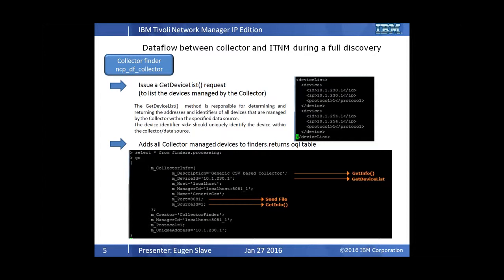After a full discovery, you can see the data from finder to processing, and here you can see how this OQL table is populated based on the data provided by the collector, by the get device list method. So we see some data are from get info, some data are from get device list, and that was the next step of the collector.